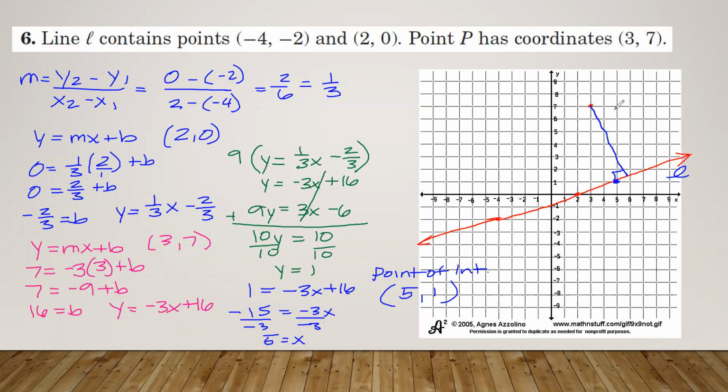Okay, so I just drew it a little bit off. My line should go like this. Okay, so our point of intersection, and then we have this point here, the original point, 3, 7. So now we want to find out the distance. Now we have the 2 points, so we can find the distance. We use the distance formula for that.